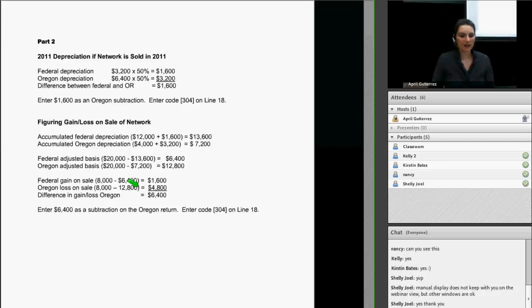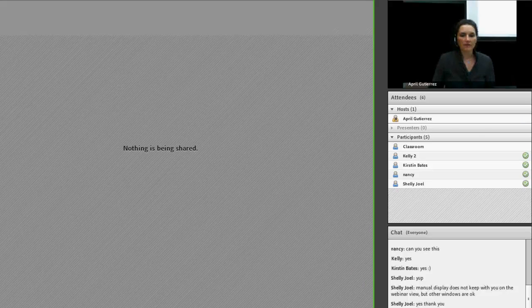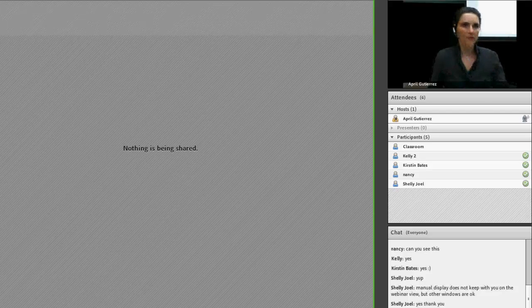We sell for only $8,000. That gives us a loss of $48,000. And then the difference in depreciation between the two is $6,400. So we're ultimately going to have a subtraction to enter on the Oregon return, and the amount of that subtraction is $6,400. We're going to enter that on line 18 and enter code 304. So we have this answer key for you guys to take home, and it's also in the LMS for the online students.